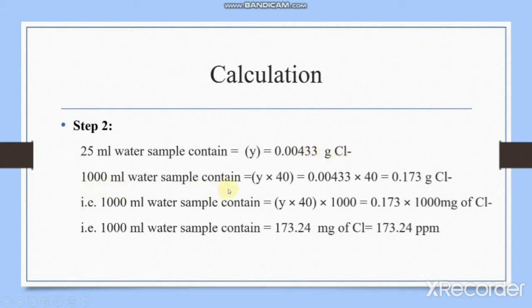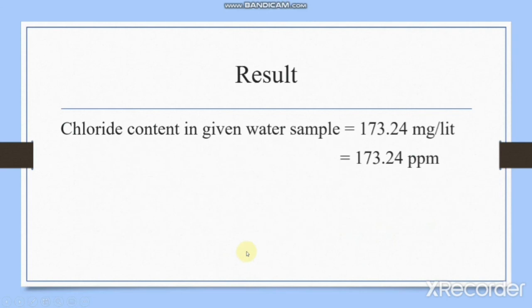Therefore, 1000 ml of water sample contains 0.00433 into 40, which is equal to 0.173 gram of chloride ion. That is, 1000 ml of water sample contains 0.173 into 1000 milligrams of chloride, converting grams into milligrams. So 1000 ml of water sample contains 173.24 milligrams of chloride ion, that is 173.24 ppm. The chloride content in the given water sample is equal to 173.24 ppm.